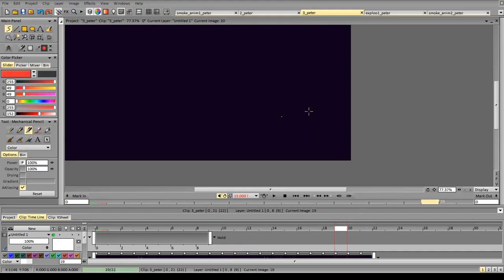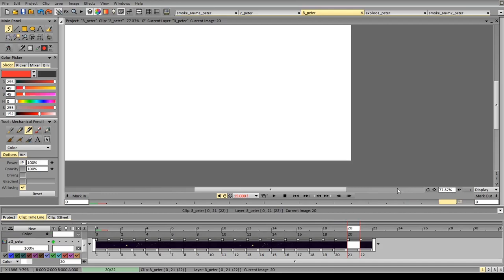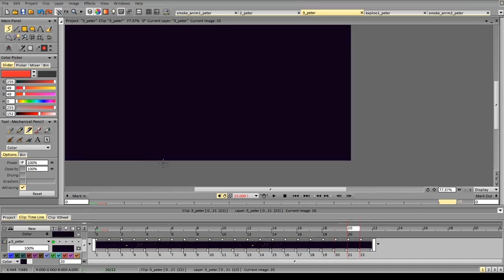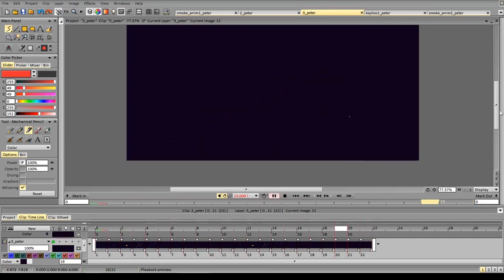And this particle, it remains on the last few frames, so I would probably remove it from this frame on. And then it will work correctly.